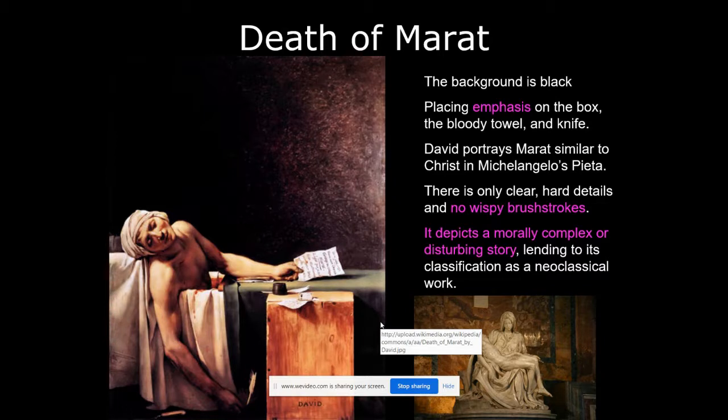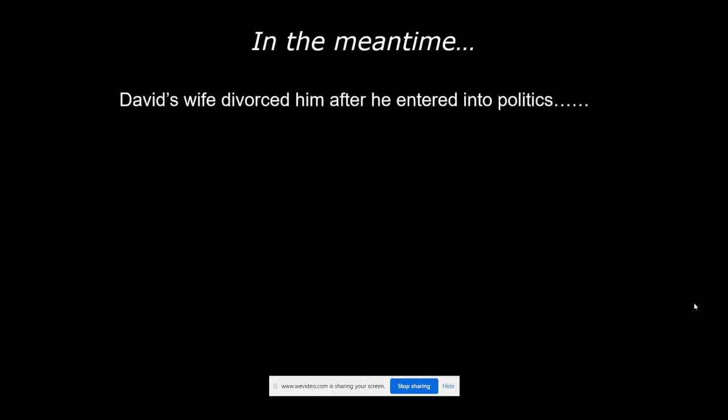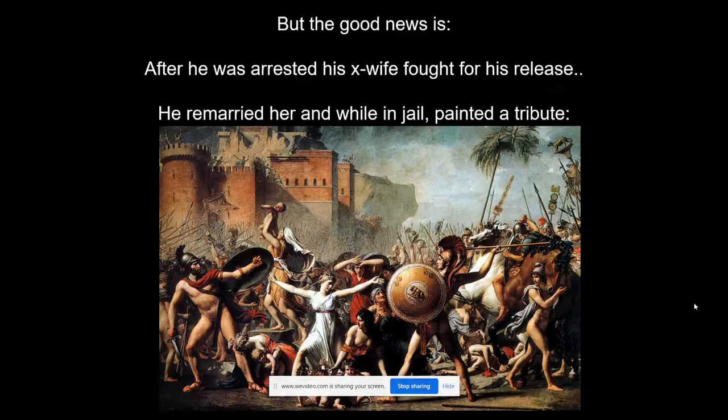And also, if you look at the painting, you might notice that it's very possible that he looked at Michelangelo's Pietà to steal the pose. We don't know. Anyway, in the meantime, there was a war that broke out. A good friend of David's was captured and thrown in jail. Marie Antoinette got guillotined, and then David was arrested and placed in prison. That's crazy. David was in jail. And then David's wife divorced him because he entered politics, and she was like, I got to divorce you. So he goes to jail.